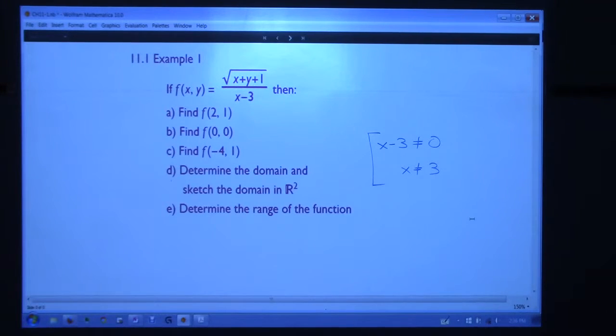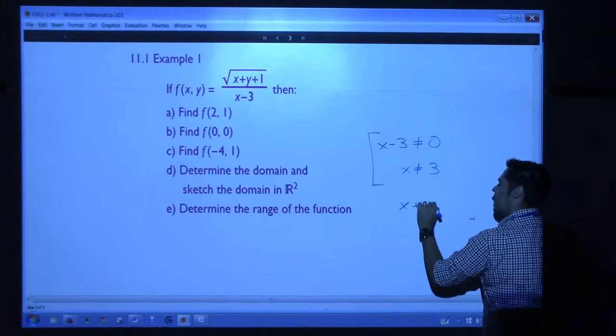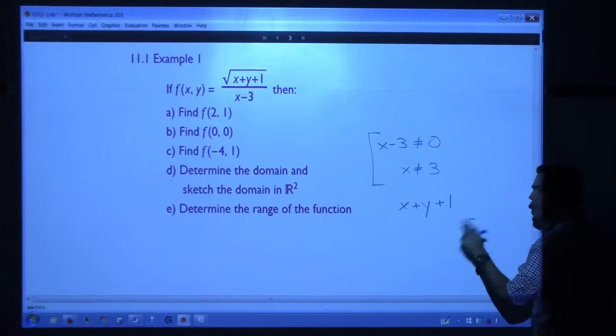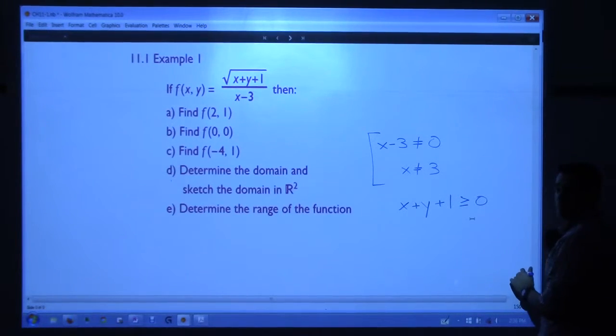Or you can say it the other way. What do we want? We don't want a negative under the square root, right? So I've got to make sure that x plus y plus 1 is never negative. So greater than or equal to 0. That's what I want, right?